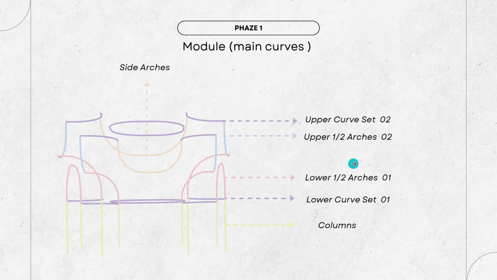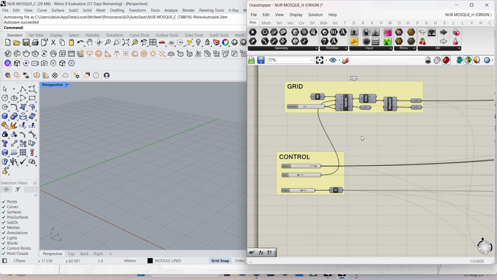The main curves are divided into two things: the lower set of curves, and the arches, which are then mirrored to the top part, and then we have the columns that will be added later on to create the building. First of all, the definition revolves around one single shape, which is the rectangle with a radius, all controlled with this slider that controls the whole definition.